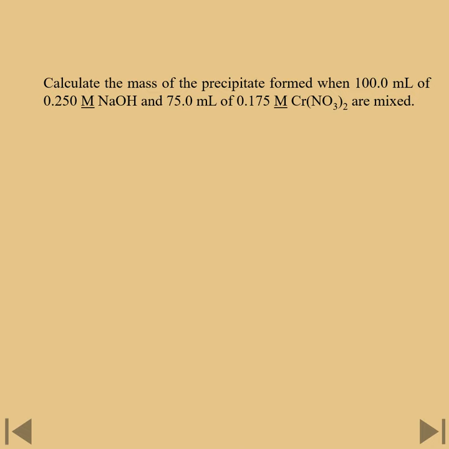Okay, next we're asked to calculate the mass of the precipitate formed when 100 milliliters of 0.25 molar sodium hydroxide and 75 milliliters of 0.175 molar chromium 2 nitrate are mixed. Okay, well we have a couple of things going on here. One is we're given 2 chemicals, and so we have a limiting reactant problem. And then we have the mass of the precipitate formed. We have a net ionic equation that we need to put together as well. So let's start there. Let's put together the net ionic equation.